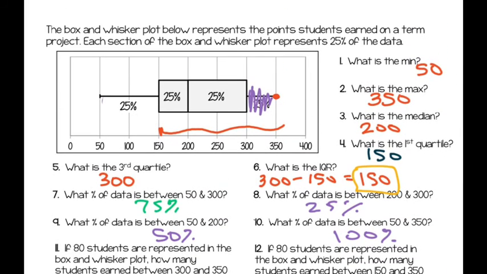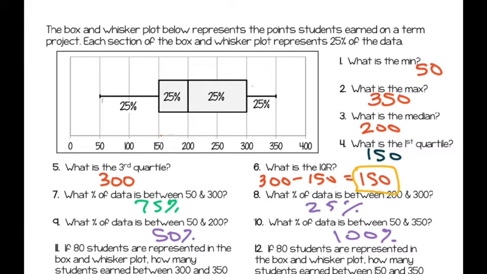I mentioned this earlier. In a box and whisker plot, you cannot tell what the mean is because I don't know how many people we're talking about. I don't know their specific scores. These people got between 200 and 300. Did they all get 250? Did they get 201, 205? We don't know. And so we just don't have enough information to do that.